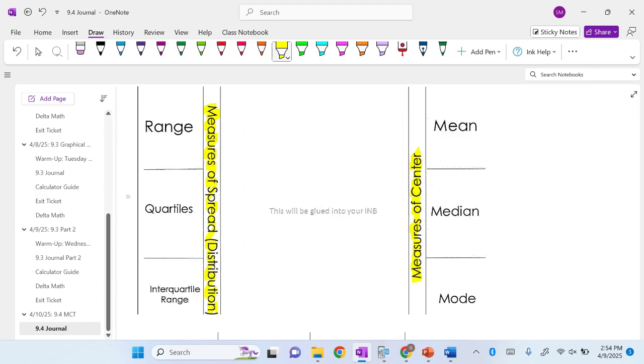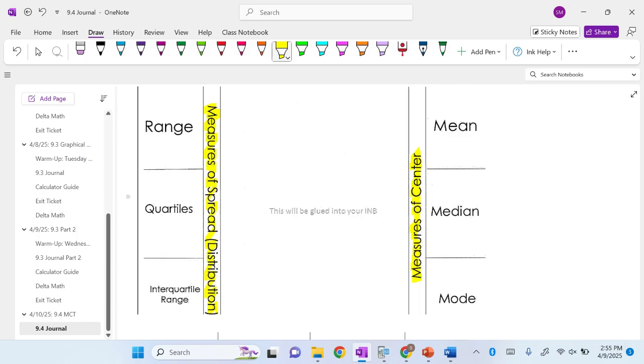So when we're talking about spread, that's kind of when we're looking at a histogram and saying, okay, why does this graph look the way it is? Why is there more on this side than this side? Or is it kind of centered? Or is it skewed? And that is what we're going to look at.